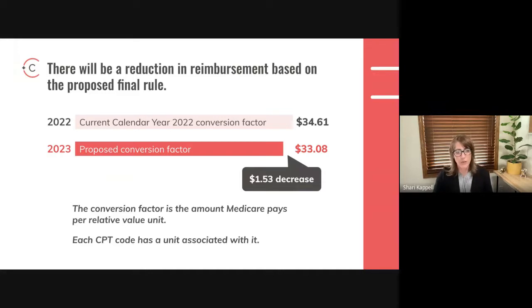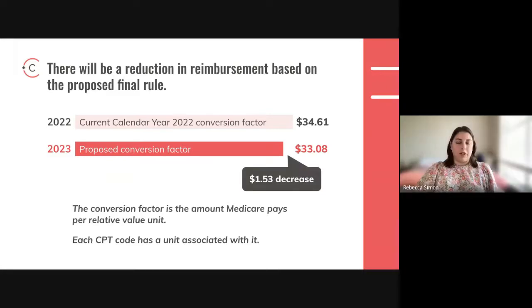$34.61. So for those of you that are not overly familiar with insurance and billing reimbursement, the conversion factor is the amount Medicare pays per relative value unit. Each CPT code has its own relative value unit associated with it. Got it. That makes sense.